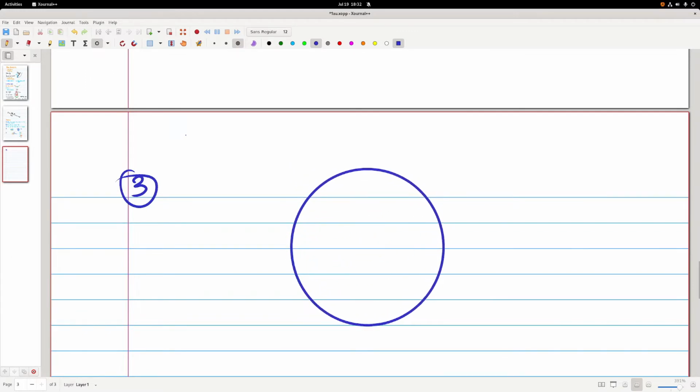So let's do this. It is a fact of a circle that at any point along its edge, if you draw a line from the center to that point, and then you draw the tangent line, this is going to be 90 degrees. That is a fact of circles.